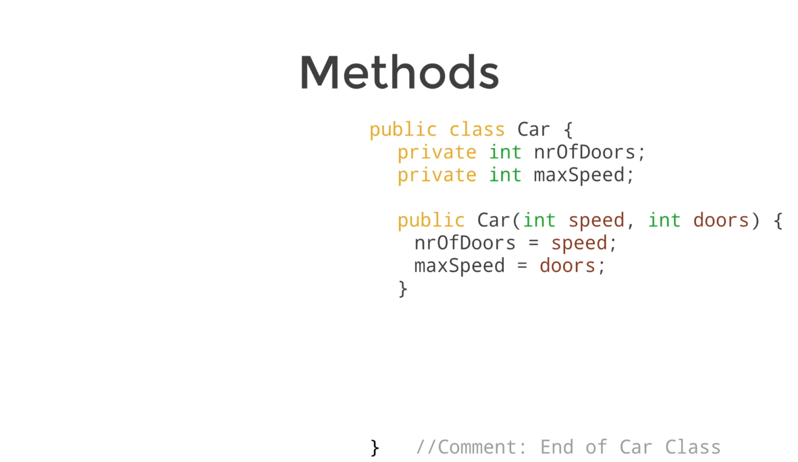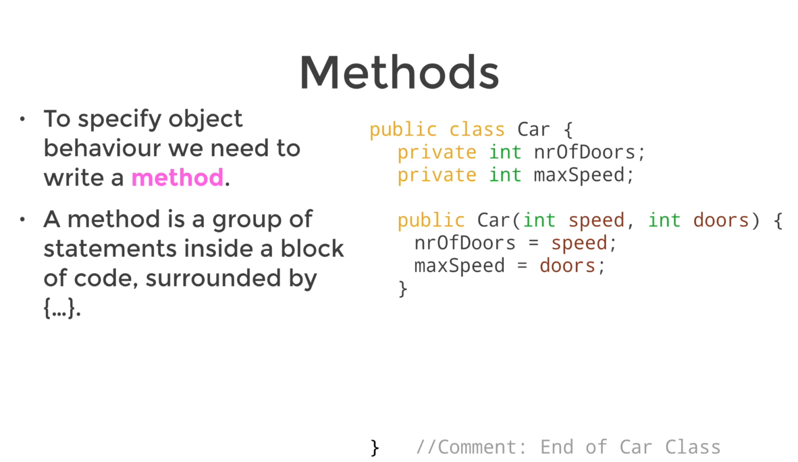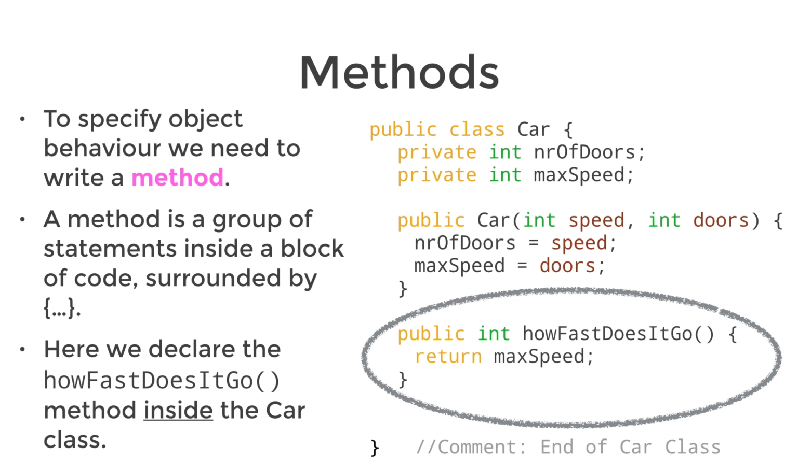Now that we've talked a little bit about properties, let's talk about behavior. And for behavior, we need methods. A method is nothing other than a group of statements inside a block of code surrounded by curly braces. And the method has a name. So in this case, we have a method called howFastDoesItGo. And the important thing is that for this method to be part of the Car class, it has to be inside of it. So it has to be inside the last curly brace of the class.